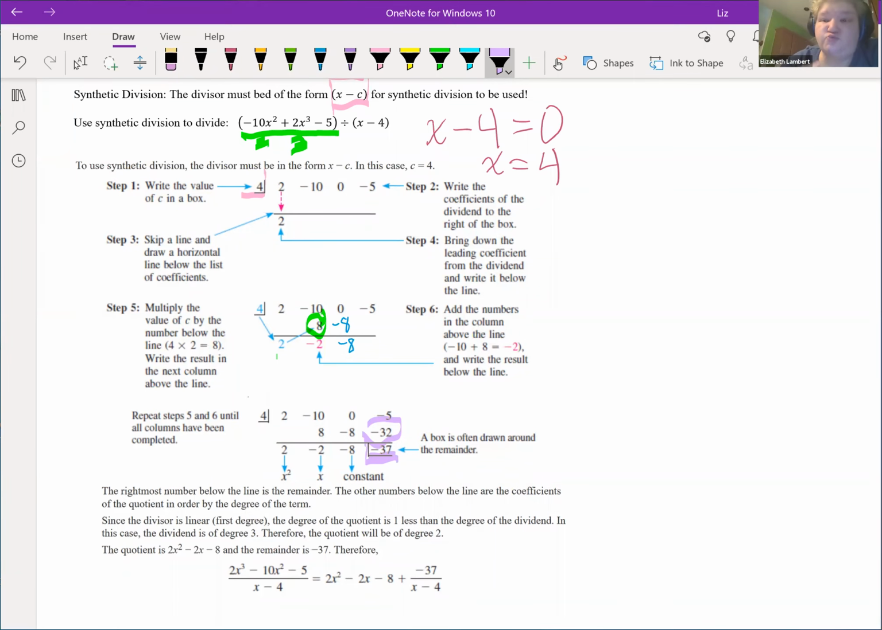So if I was going to write my result, I have the negative 37, and it's going to go over the x minus 4 because that was what I was dividing by. The fraction, whatever's on the bottom of the remainder, is always the thing that was on the bottom of the original problem.